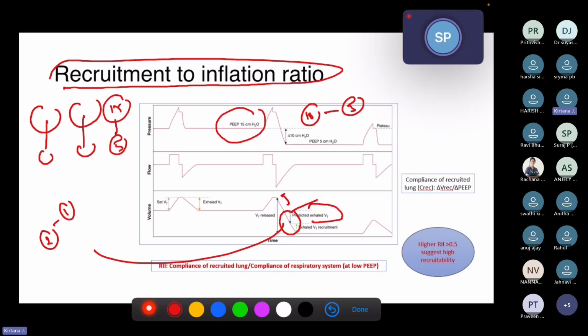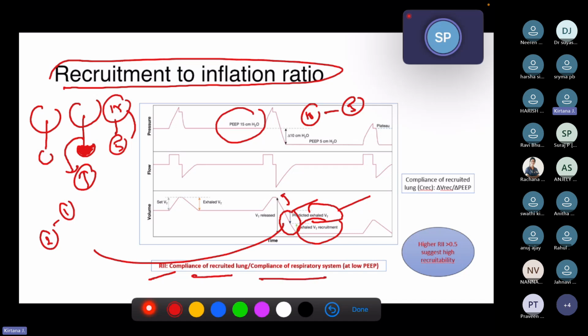But what if the pressure is changed from 15 to 5 and instead of just shrinking, the alveoli actually completely collapse? It de-recruits. Then the amount of volume that will be exhaled will be much higher than your predicted volume, and this is the actual recruitment volume that has come out. So what we look at is the amount of exhaled volume. We try to compare it with the predicted volume, and if the exhaled volume is much larger than the predicted volume, we can say that we have de-recruited the lung. And this is known as the recruitment to inflation ratio. That is the compliance of the recruited lung to the compliance of the respiratory system.